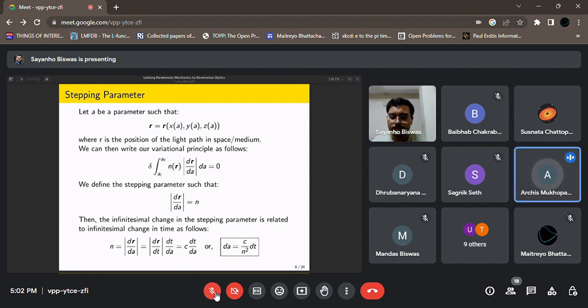I had a small comment regarding Moitura's question. I think by incorporating that mod of dr/dA equals n, we are taking care of the uniqueness of the parameter A. Assuming such an A exists and assuming you can put it like that, I think there's only one way of doing it.